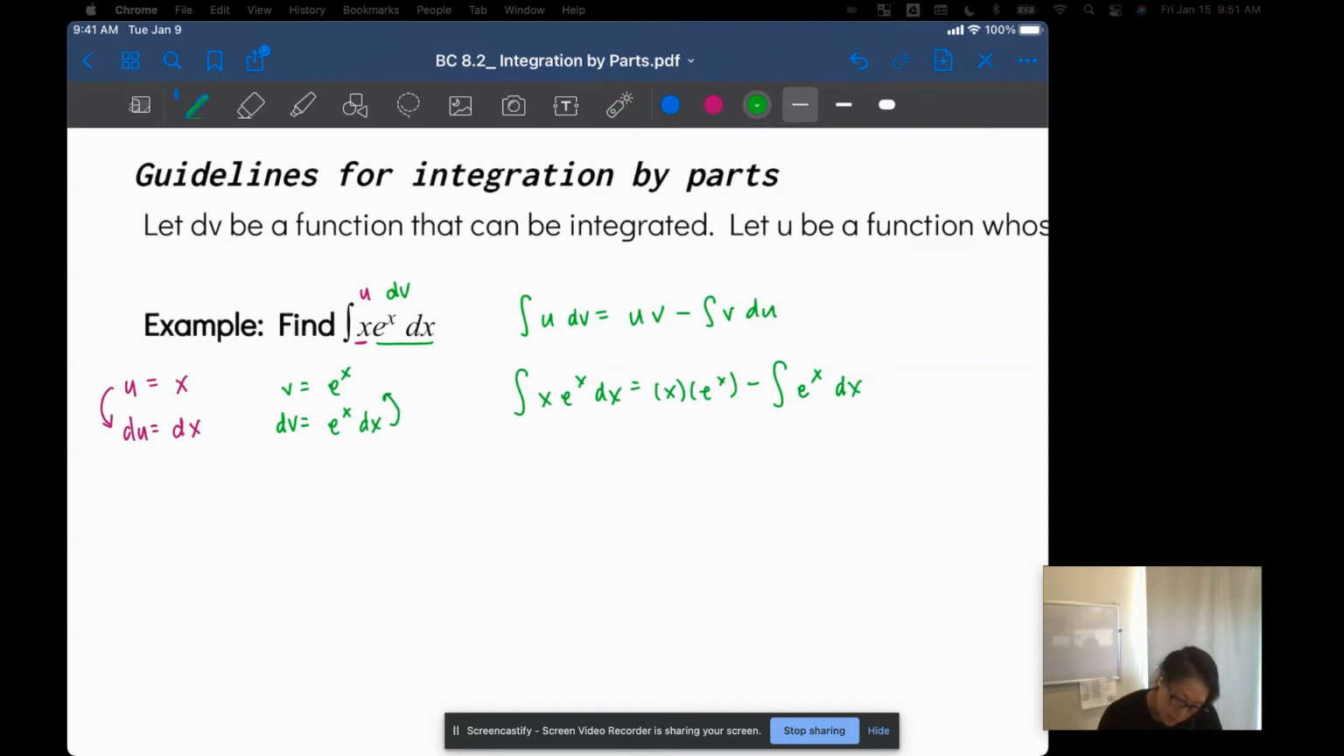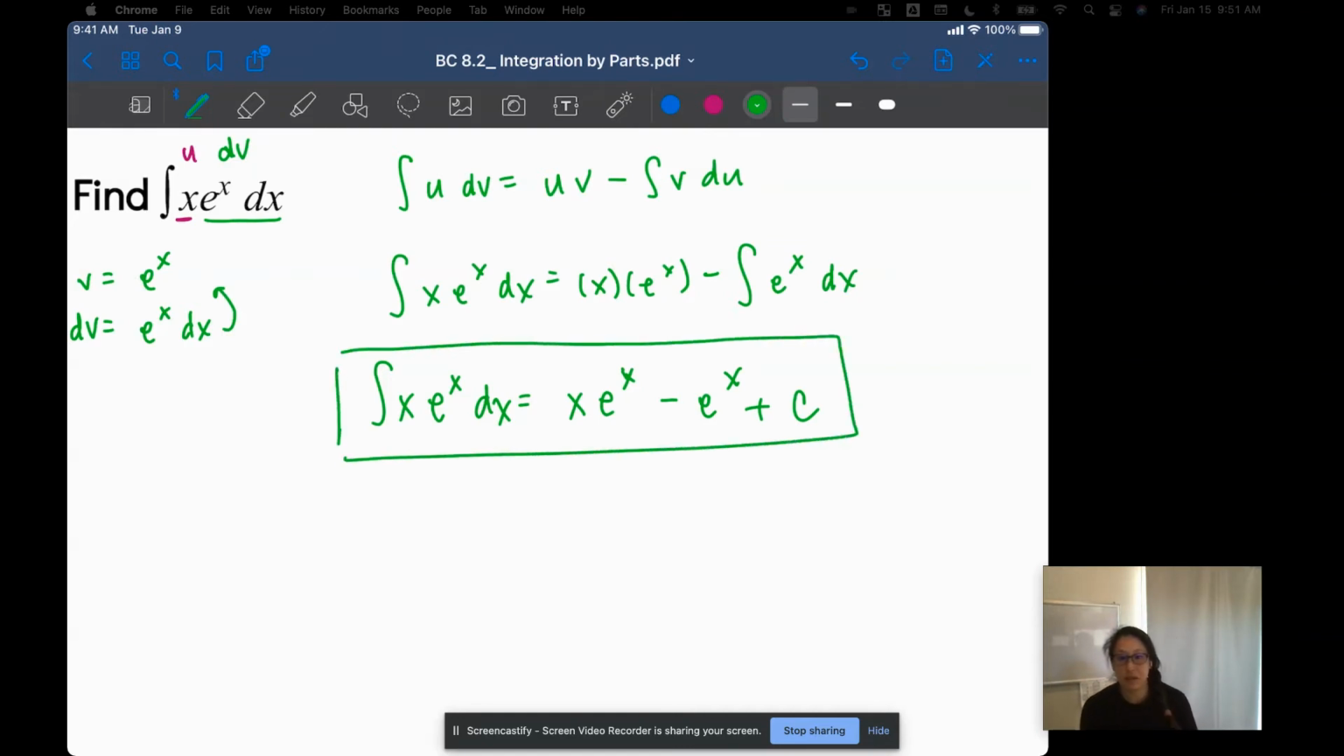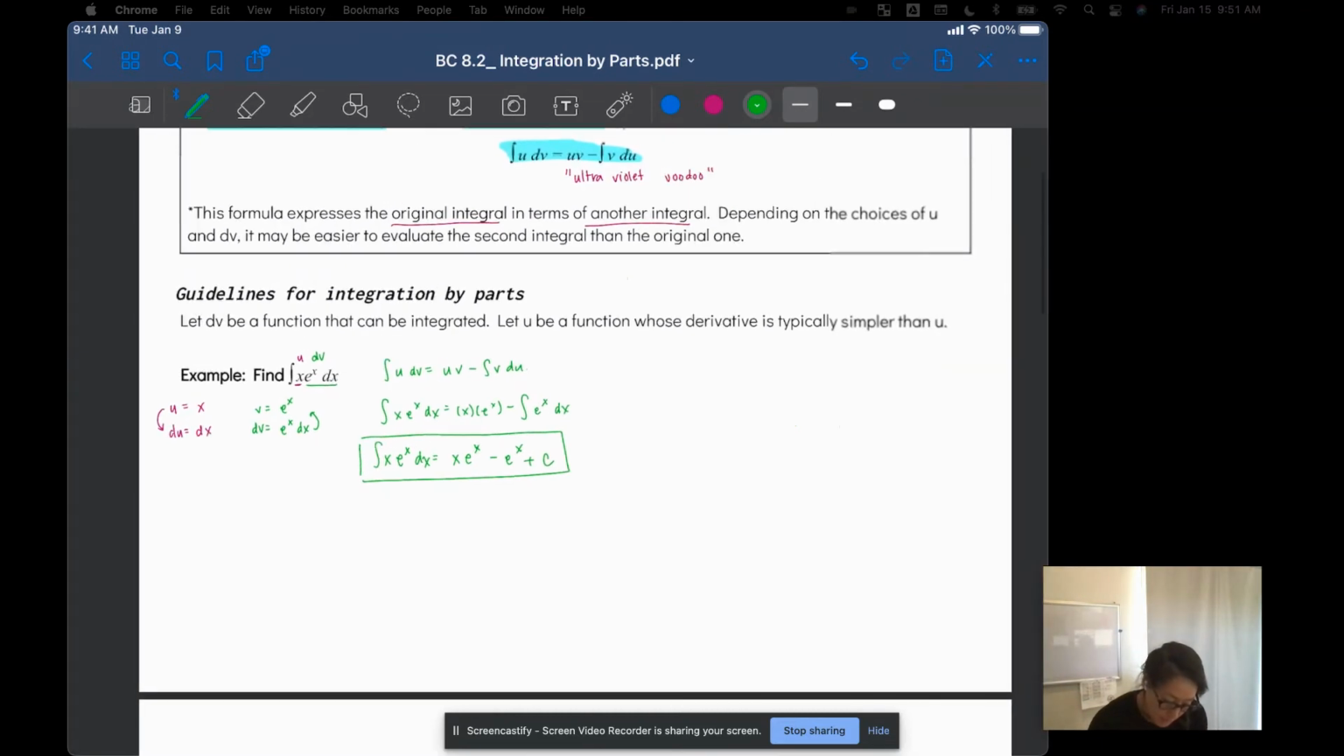Okay, so I can see now that e to the x, I can take the integral of e to the x, so I'm going to go ahead and evaluate that. So I have to rewrite everything. The integral of x e to the x dx is equal to x e to the x minus the integral of e to the x, which is e to the x, times -1, plus c. And that is our integration right there. So we're splitting it up into something that we can actually integrate. Okay. All right, let's do another one.